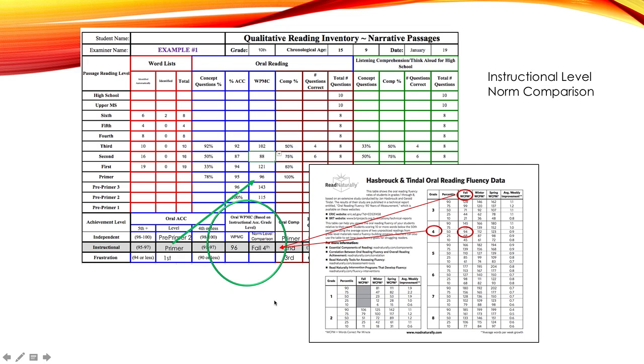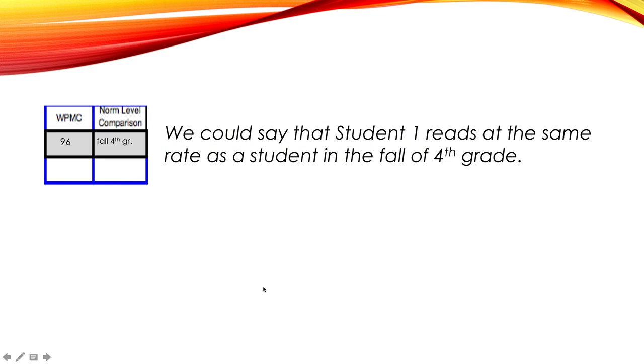Now you may ask, so what exactly is that saying? Well, 96 words per minute, we could say that the student that we just tested is reading at the same rate as a student in the fall of 4th grade. So when we think about this student being a 10th grader, his achievement at reading 96 words per minute is like a kiddo in the fall of 4th grade. So that's pretty significantly below where he should be. So that's kind of the non-standard way of looking at fluency.